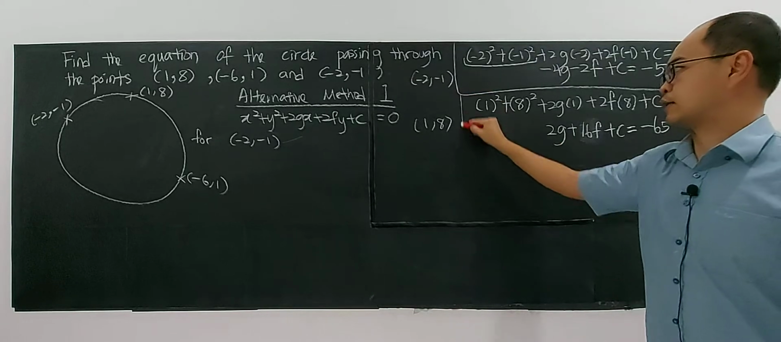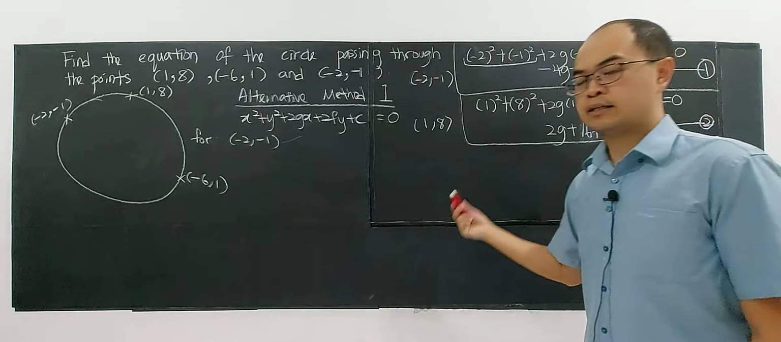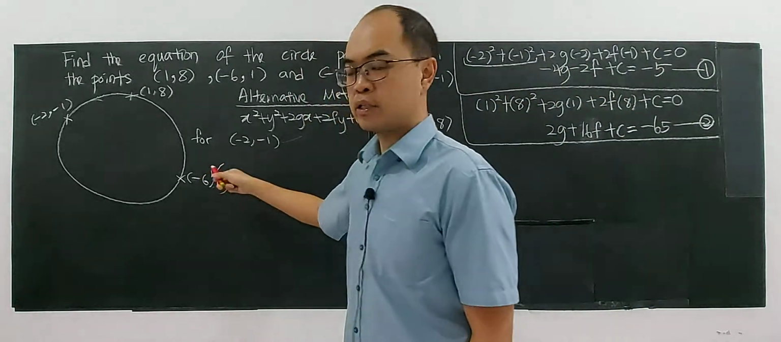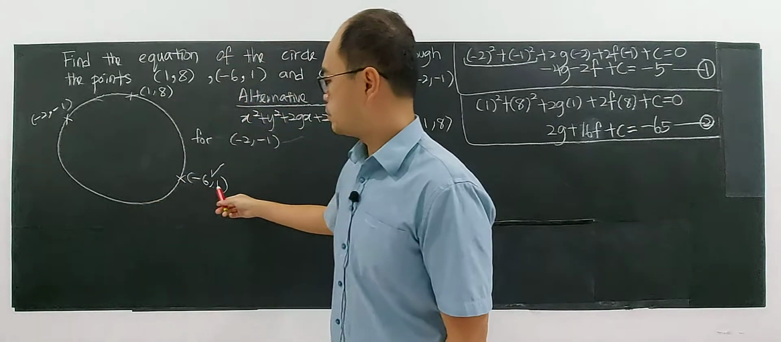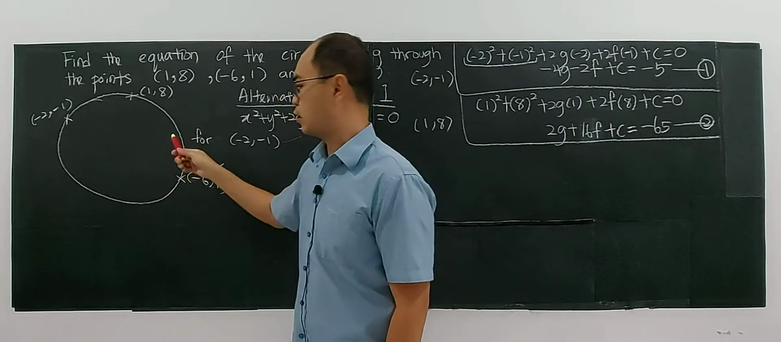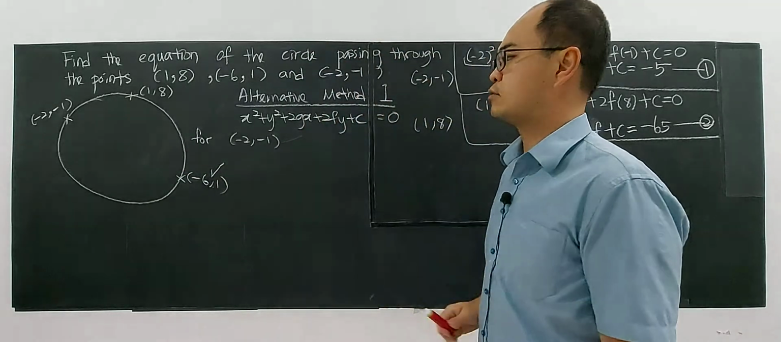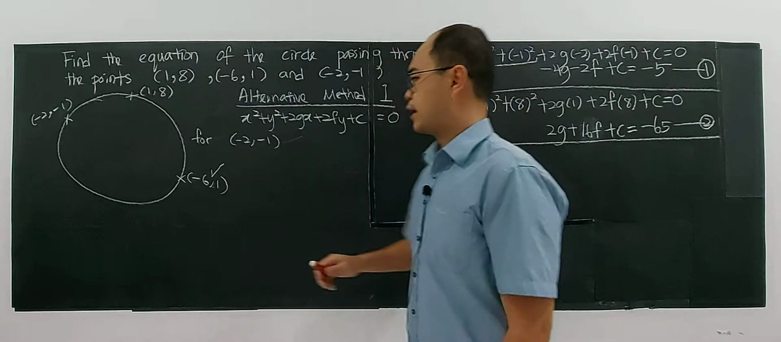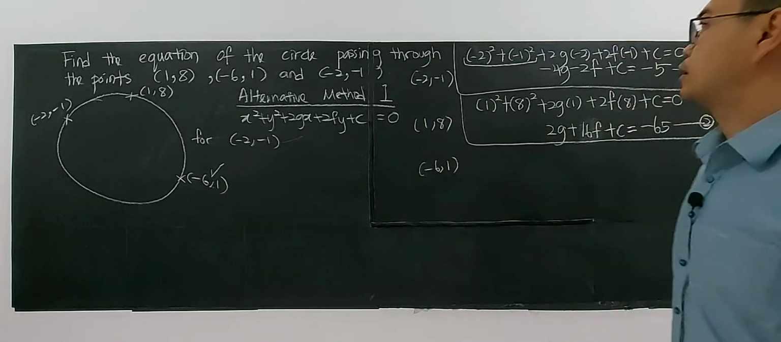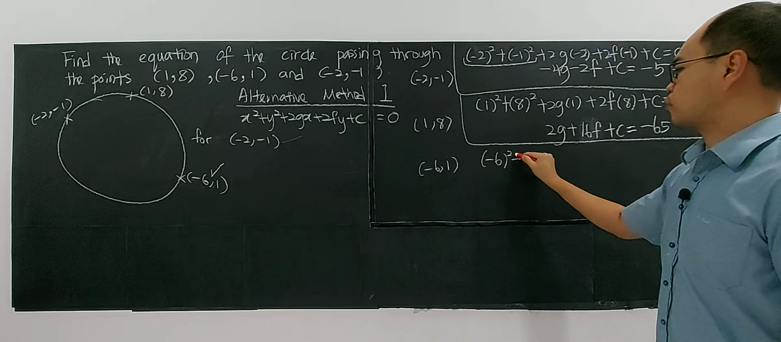So we get the second equation, and of course we can get another equation from this point here, because this point is also on the circle. If a point is not on the circle, such as the center or any other point not on the circle, we should not substitute it into the equation, because it won't satisfy the equation. So now for -6 and 1, we have -6 to the power of 2, x squared.